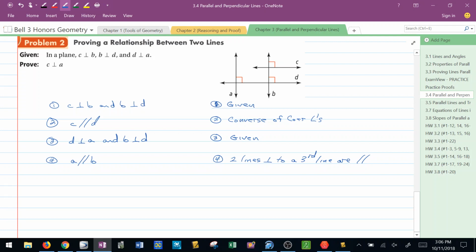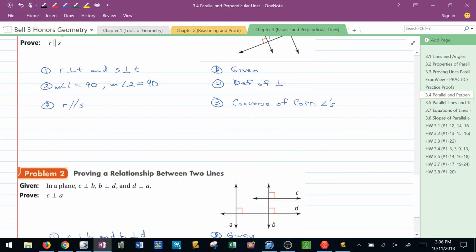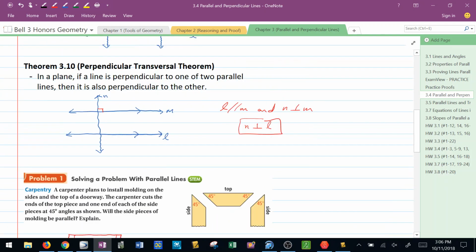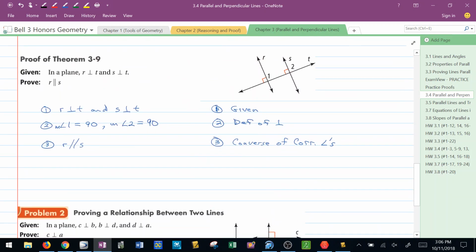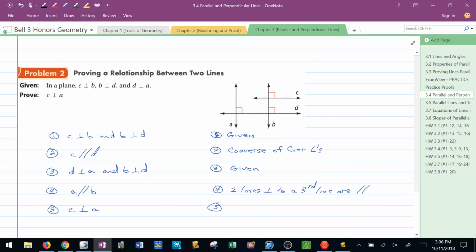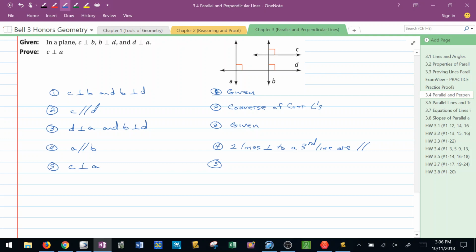There it is. Because C is perpendicular to B and A is parallel to B and C is parallel to D, I can conclude here that C has to be perpendicular to A by the last theorem that we talked about. Let me just double check its name. The one that says the perpendicular transversal. If a line is perpendicular to one of two parallel lines, then it has to be perpendicular to the other as well. So it's called the perpendicular transversal theorem.